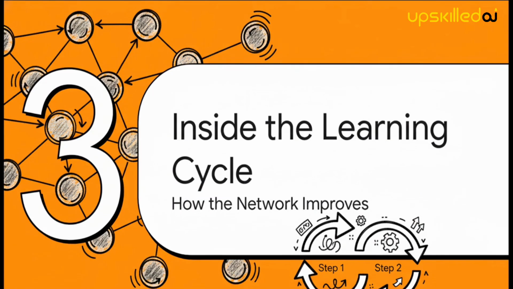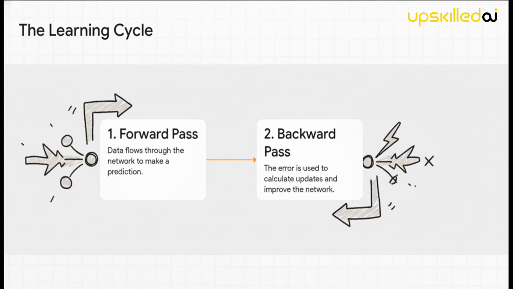All right, let's zoom in a bit closer. How does this little brain of ours actually learn anything? Well, it all boils down to a constant 2-step dance that's always happening inside. First up is the forward pass. This is the easy part. Data flows forward through the network, from input through the middle to the output, and it makes a prediction. That's its guess.